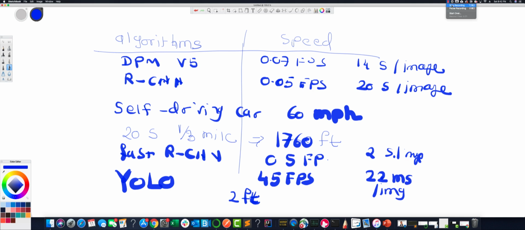Another advantage of using YOLO is that it looks at the whole image, whereas RCNN looks at only parts of the image. So YOLO can understand the whole global context of the image, and it can also understand how the objects in the image are correlated to each other.